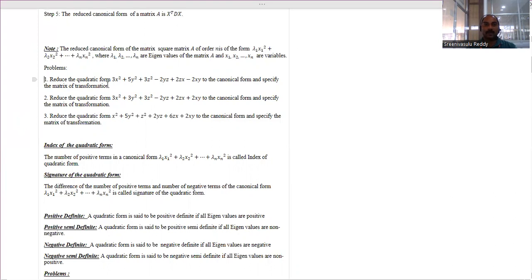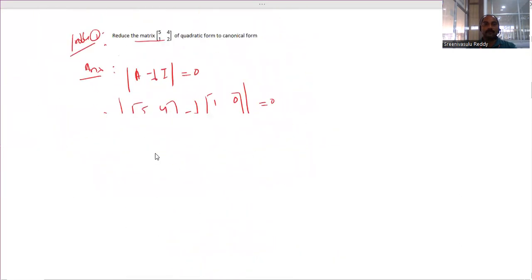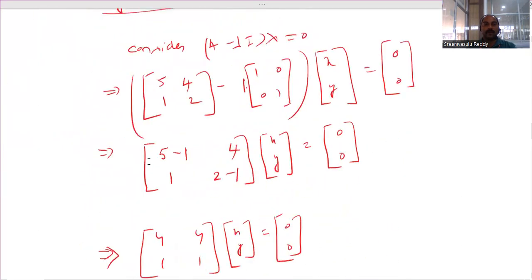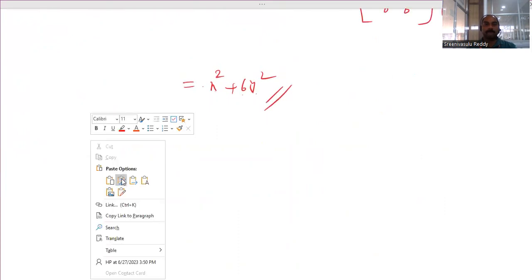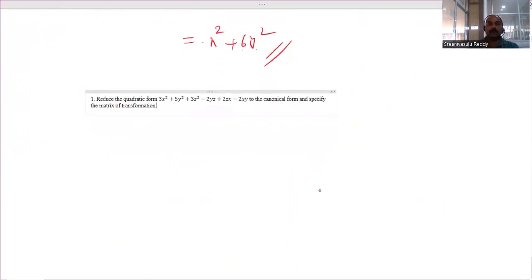Here I am going to pick a problem from our list. So reduce the quadratic form into canonical form. First of all, it is a quadratic form because it is a quadratic equation.